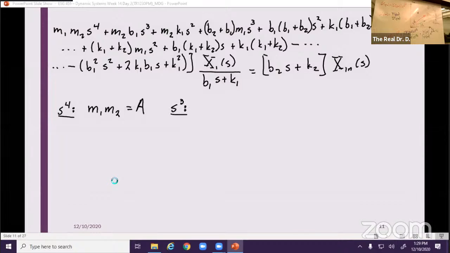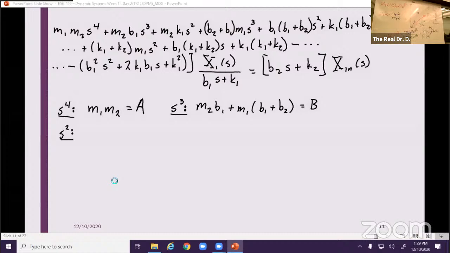S cubed. That's m2 b1 plus m1 times b1 plus b2, which I'm going to call capital B. I'm doing way better with this. I could not, for the life of me, write the correct variable letter last class, and I tried to call a lot of these C, more than one of them C. Apparently, alphabet is hard.